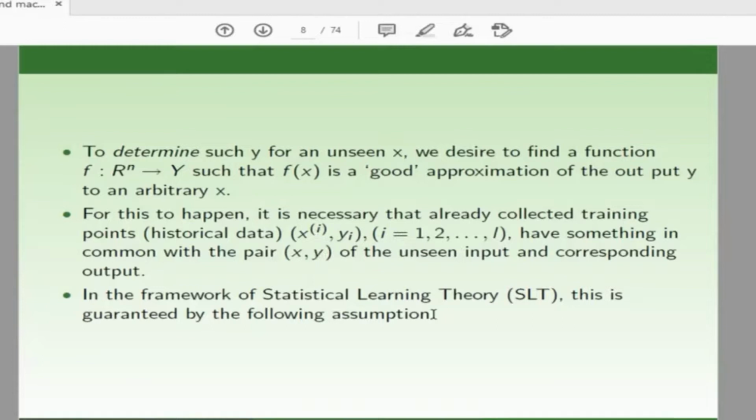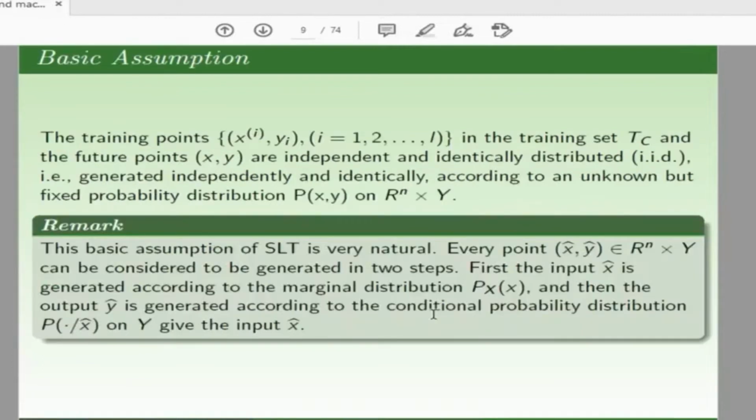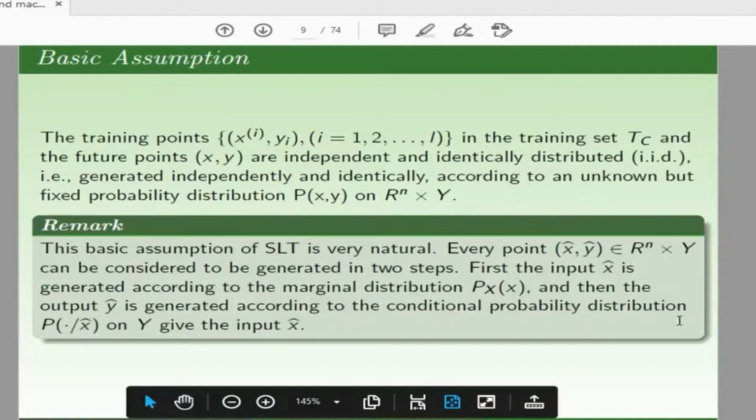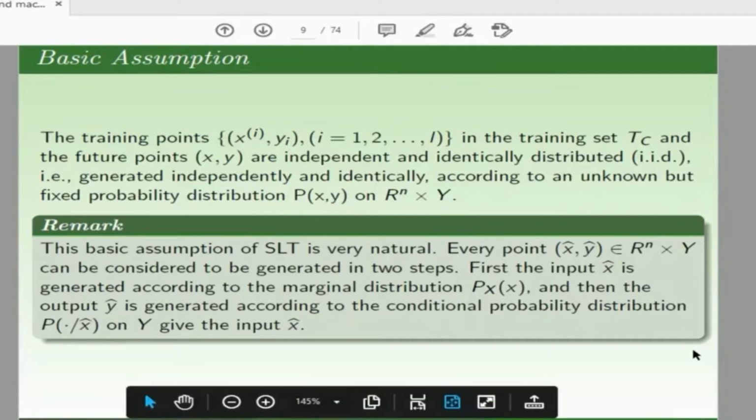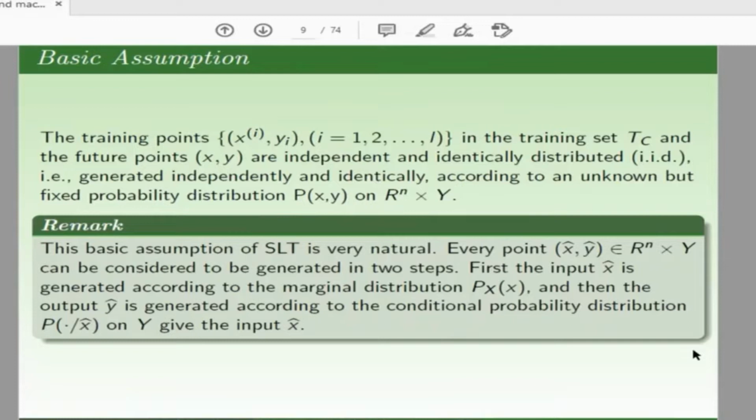Now, statistical learning theory makes the following assumption. This is a very basic assumption: the training points, that is the training set, and future points xy are independent, identically distributed random variables generated from an unknown but fixed probability distribution pxy. So the first assumption made about applying machine learning to any problem is that your training data points and the points for which you want to make a prediction, that is the test points, must come from the same population, having the same fixed probability distribution function.